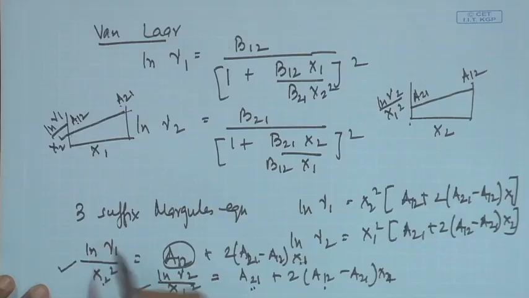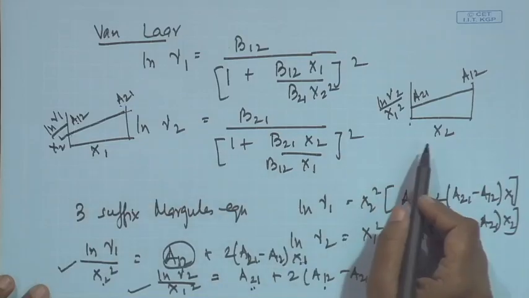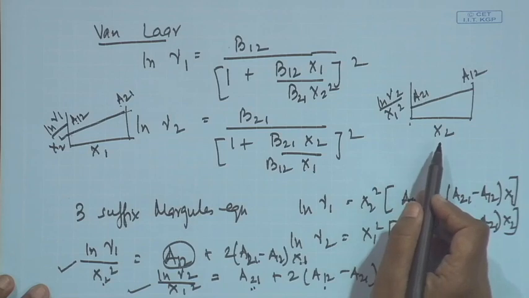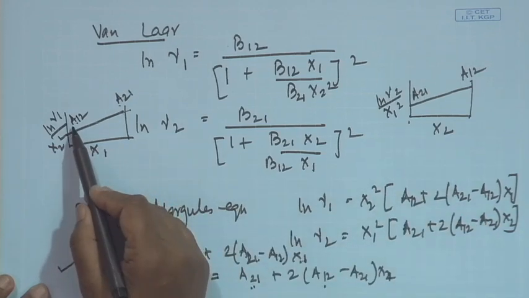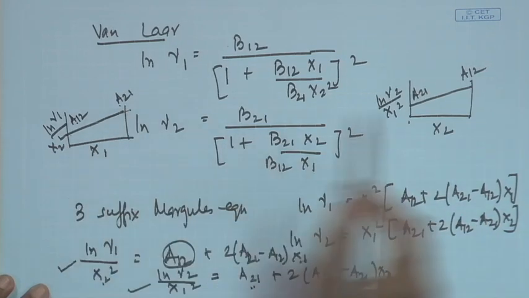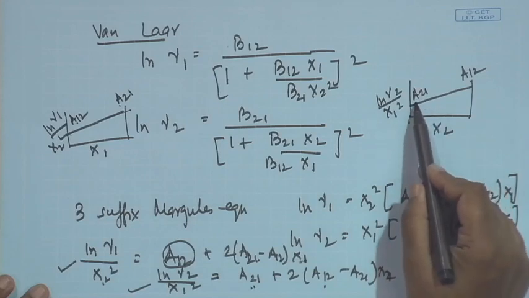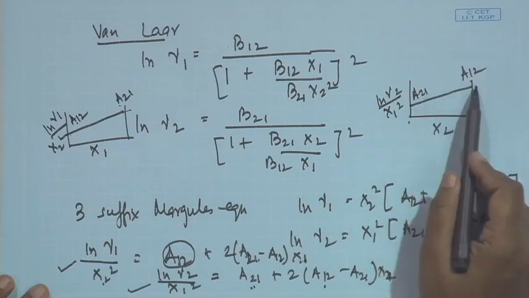The second thing is, suppose we are using gamma 1 and gamma 2 and plotting in this particular fashion, then what do we find? This equation is going to give me one set of a12, a21. This graph is going to give me another set of a21, a12. How to combine the two and how to find out the average values that should be used.